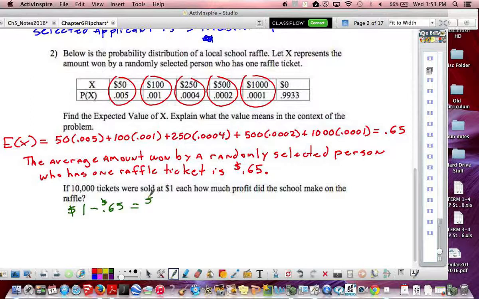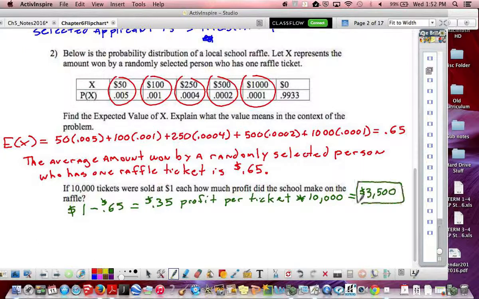So basically you can look at it like this. They're making a 35 cents profit per ticket. Those cheaters. How many tickets? Over 10,000. So they're going to make a total profit of $3,500. But they're only selling them for $1.